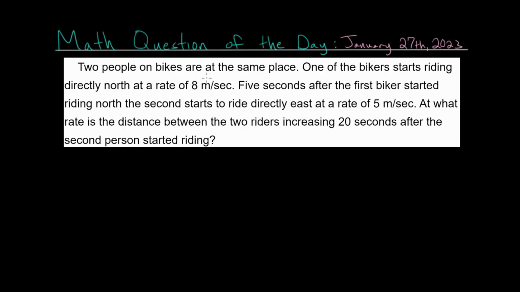We have two people on bikes that are at the same place. One of the bikers starts riding directly north at a rate of 8 meters per second. 5 seconds after the first biker started riding north, the second starts to ride directly east at a rate of 5 meters per second. At what rate is the distance between the two riders increasing 20 seconds after the second person started riding?